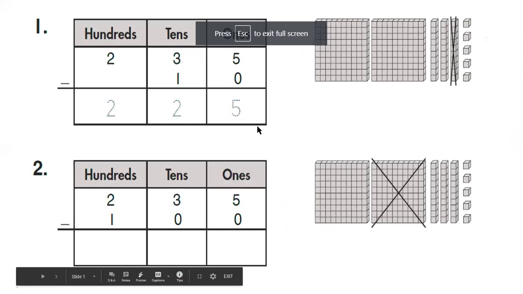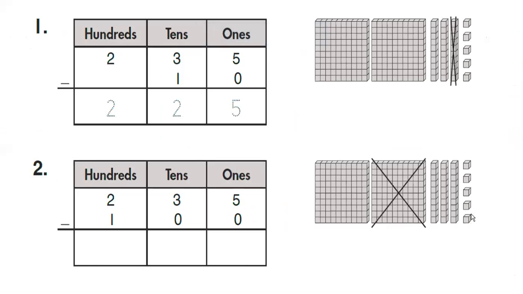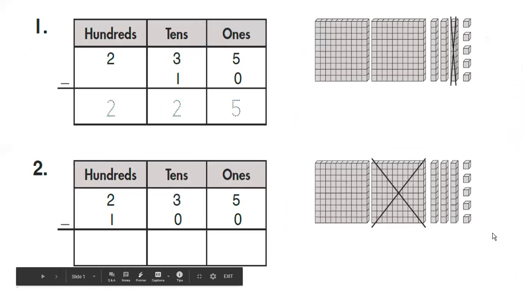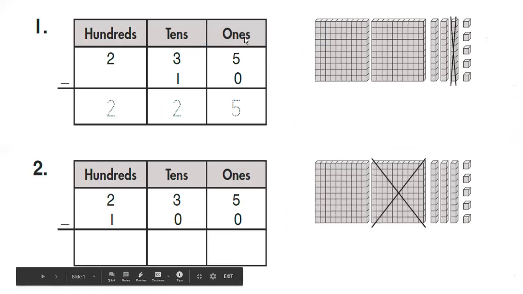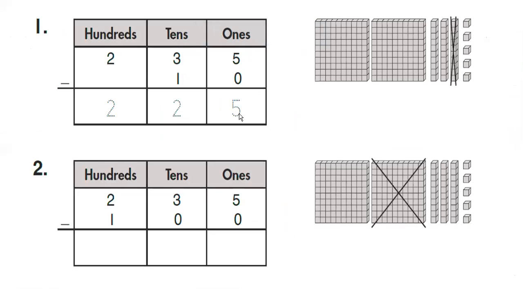So here we have our problems, and they have place value blocks. I'm going to show you how to work through them. Normally, if you were in the classroom, we would be using the place value blocks to help work through these problems. So let's look at the first one, 235 minus 10. It's done for us, but let's see how they did it.